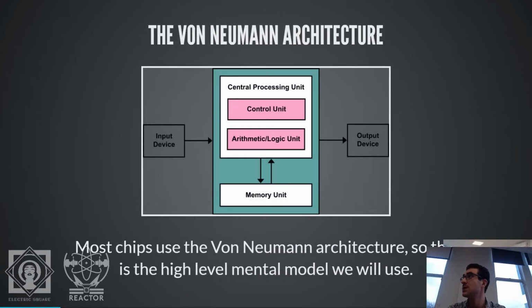Most chips implement something called the von Neumann architecture. You've got a CPU, you've got a memory unit, and then you have some kind of input device which might affect the entire system in some way, and then obviously we care about the output. So ultimately, a CPU just processes data. And this is a high-level mental model we will use today.